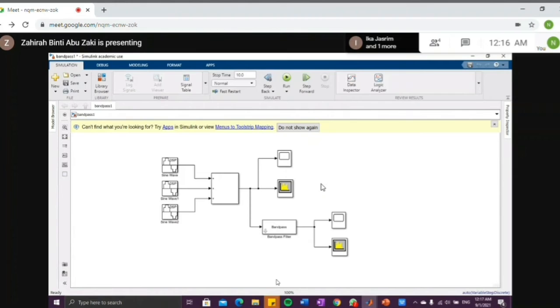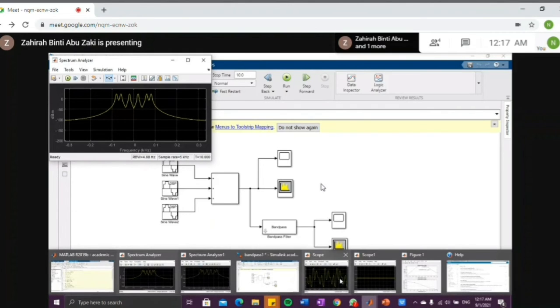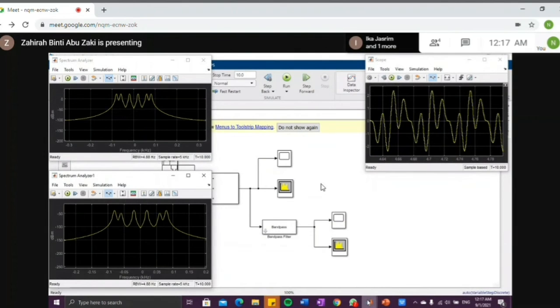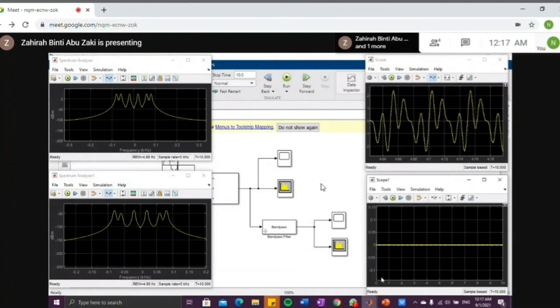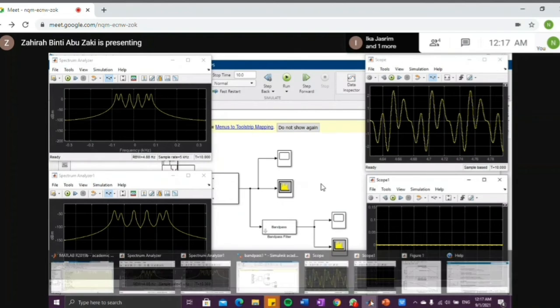circuit, which has 3 sine waves, 1 block, 2 scopes, 2 spectrum analyzers, and 1 bandpass filter. We reconnect all of them and we can see the output on the screen, which is spectrum analyzer, scope, spectrum analyzer 1, and scope 1. So this is the output for figure 1 and figure 2. So I will pass to my friend.